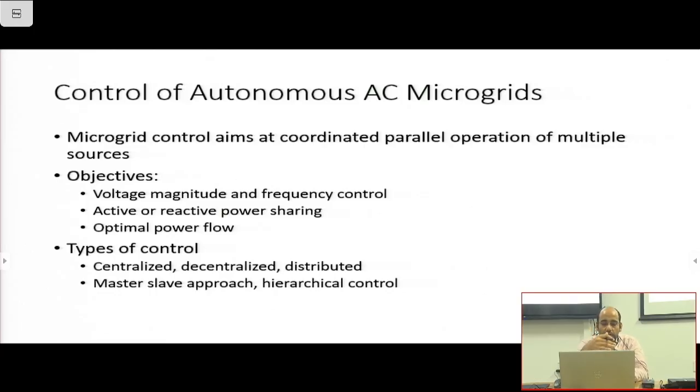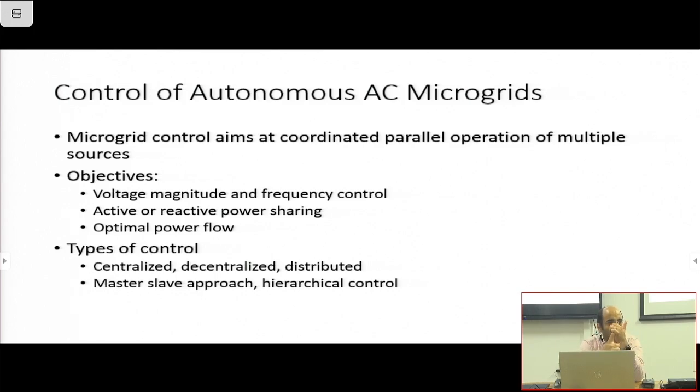Then higher level objectives like optimal power flow. The power is flowing, you have to have optimization: which source is best to give power at what time? Demand side management: say evening hours, the peak is going to come, whether you want to keep the battery charged or not charged. All those things are further higher level control. But the basic minimum things are these.